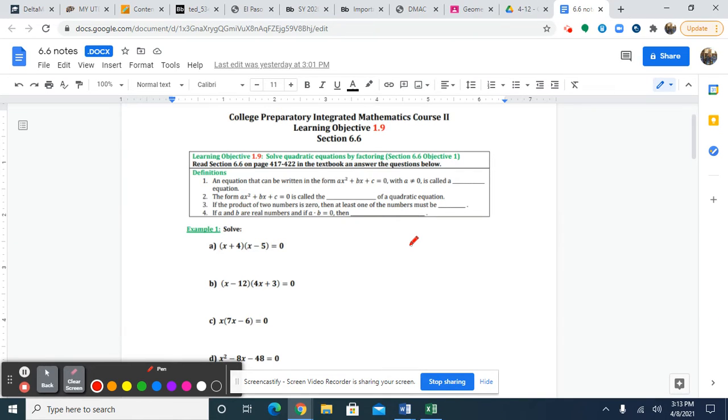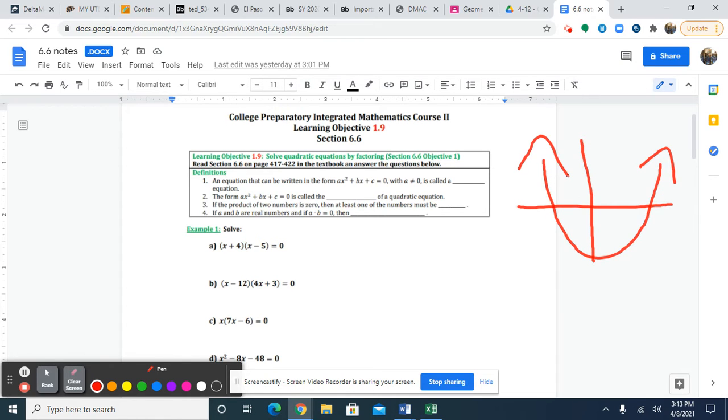Okay, so whenever we have quadratic equations, when we set them equal to 0, we would find the solutions of the equation. Now remember that a quadratic equation, when we graph it, looks something like that. So our solutions are whenever we cross the x-axis. That's why we would set it equal to 0.